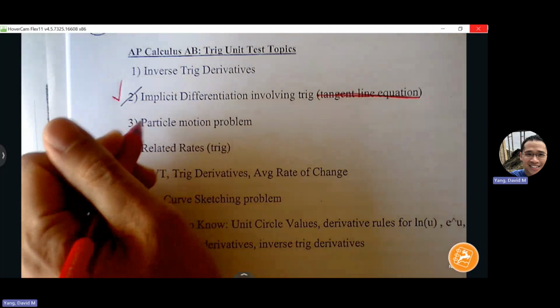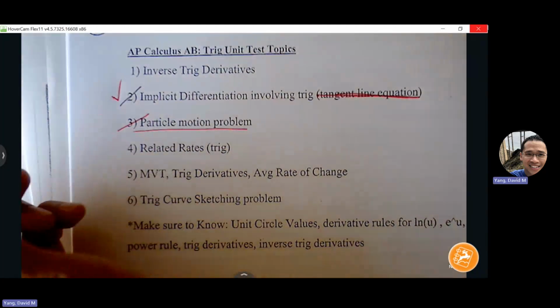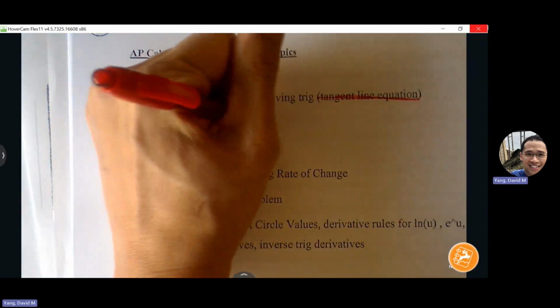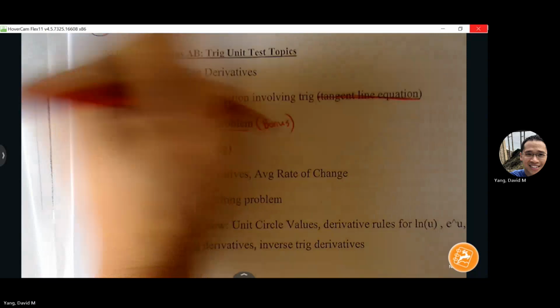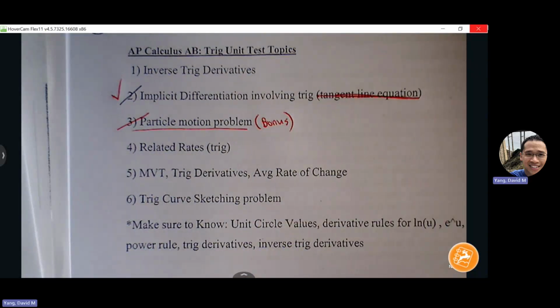Particle motion problem. We can remove this. Okay. If I have it on the test, it'll be a bonus, but I'm not going to spend time going over. This is really just setting velocity equal to 0, find when the particle changes direction, things like that, involving trig, but I'm going to just focus on the other ones.